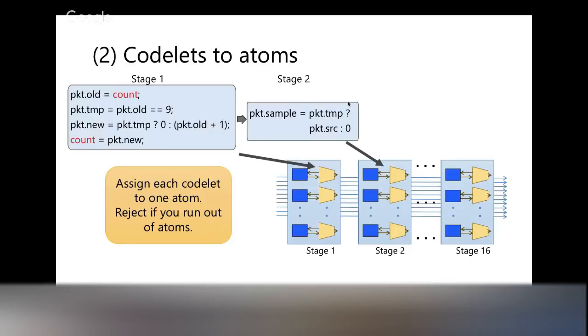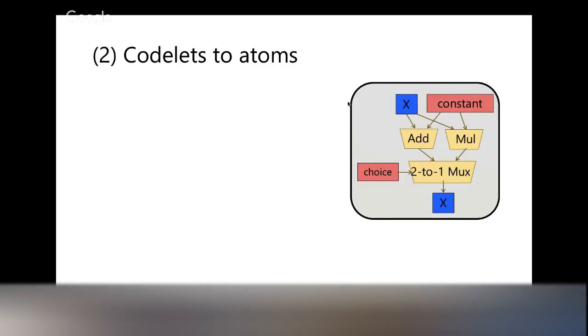But assuming you've gotten past that process and you do have enough atoms, you still haven't checked if the codelet can actually be implemented by the circuitry within the atom. So I'll give you an example of what I mean by checking this process. Let's say you had this atom, which is the same one from earlier, where you add or multiply a constant into a state variable x. If you have supplied the codelet x equal to x plus 1, you can map it to this atom simply by setting constant to 1 and choice to add.